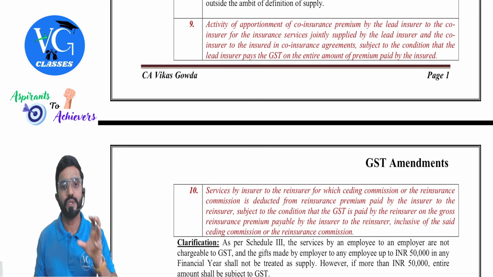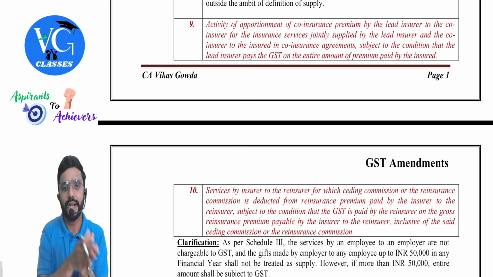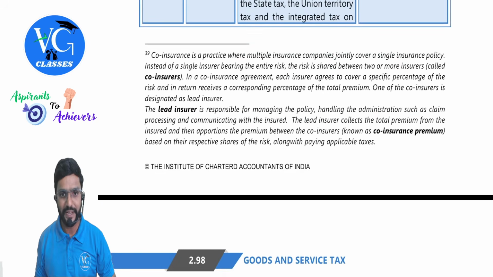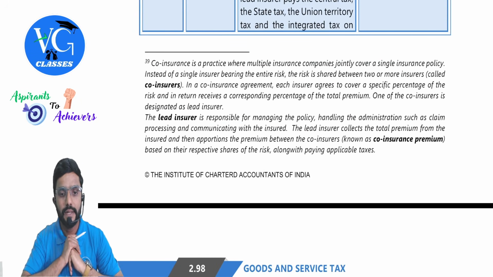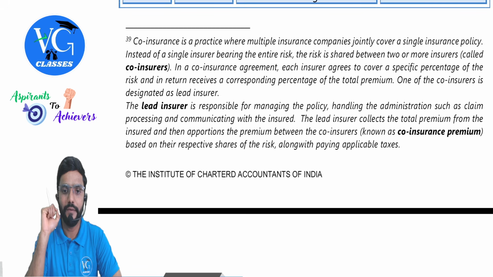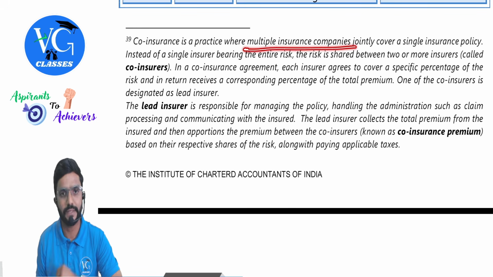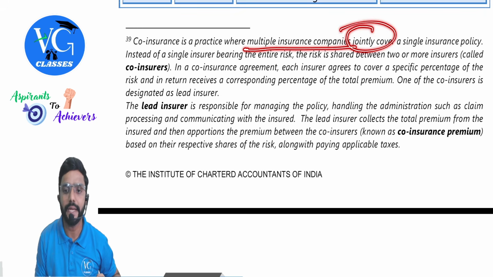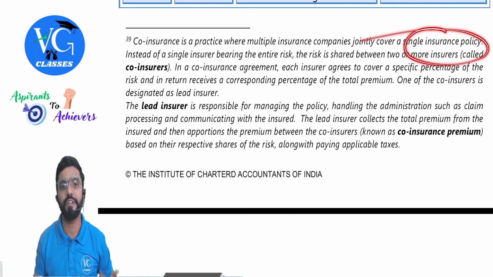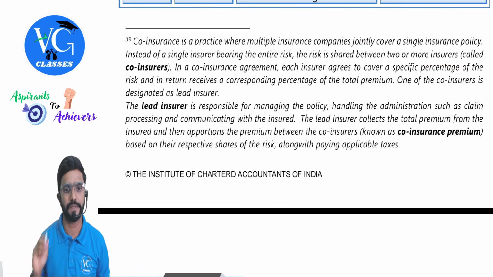But before that, guys, this amendment is actually relating to co-insurance and reinsurance. First, let us try to understand what is co-insurance and what is reinsurance. Then it will be helpful for us to understand the amendment. So under para 9, they have mentioned what is co-insurance. Let us see. Co-insurance is a practice where multiple insurance companies, that is two or more, jointly cover a single insurance policy. So they are jointly covering one life insurance policy or general insurance policy.